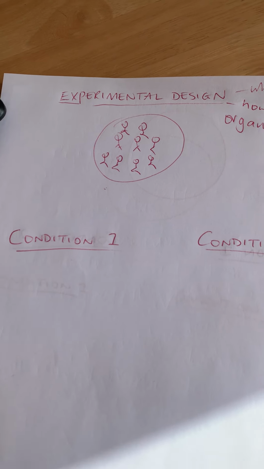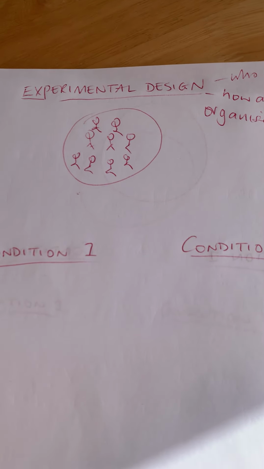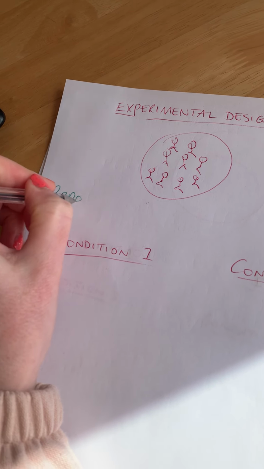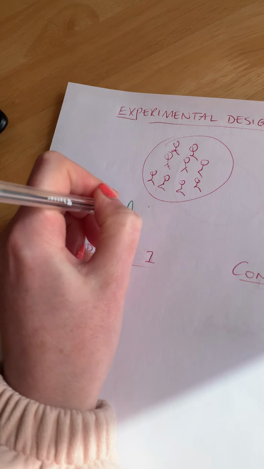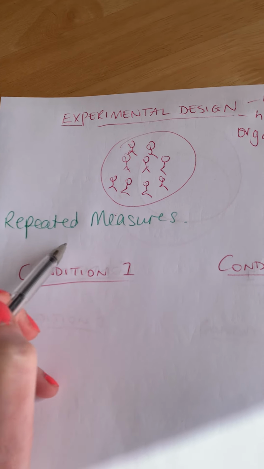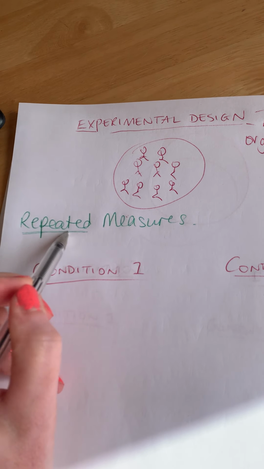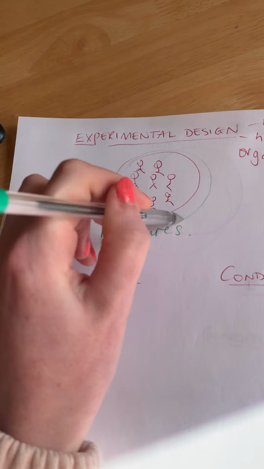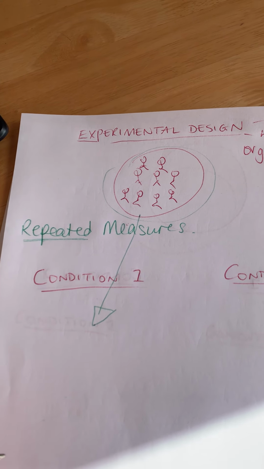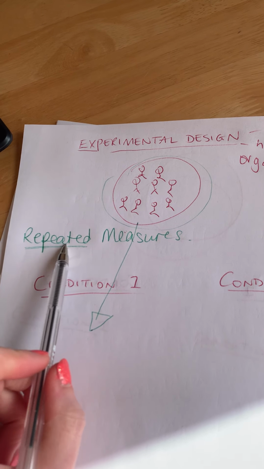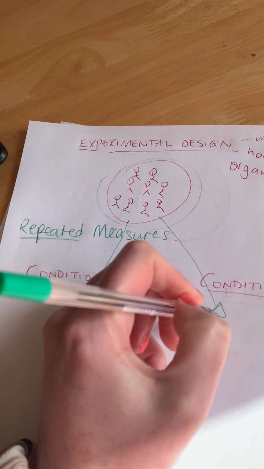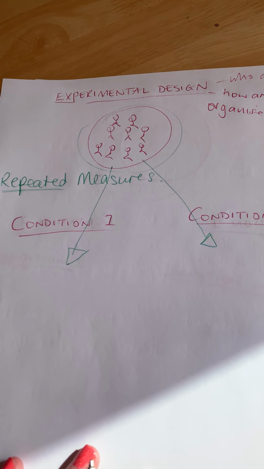Right, so the first type of experimental design that we could use is called repeated measures. What happens there is that all of our participants will do the first condition of our experiment, and then because it's repeated measures, all participants will then do the second condition of our experiment.